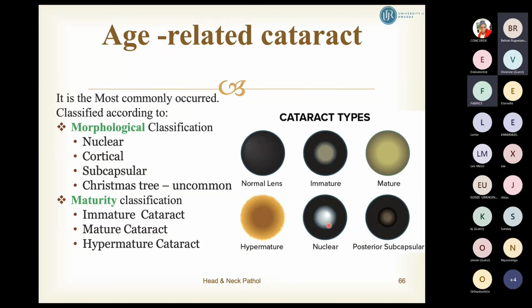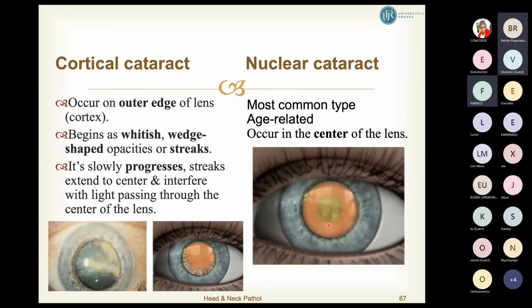According to the maturity, here we have already mentioned immature, mature, and hypermature. Cortical occurs on the outer edge of the lens, which is the cortex. It begins as whitish, wedge-shaped opacities or streaks. It slowly progresses, the streaks extend to the center and interfere with light passing through the center of the lens. So it starts at the periphery like here, but as time goes on, the center also will be affected. Nuclear, you see that it is exactly at the center of the lens.